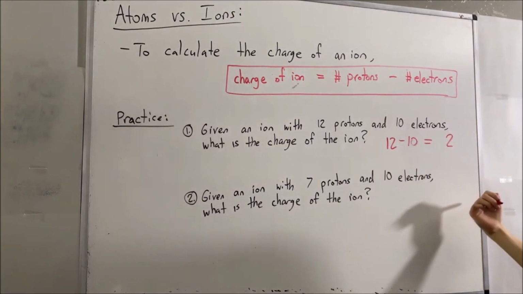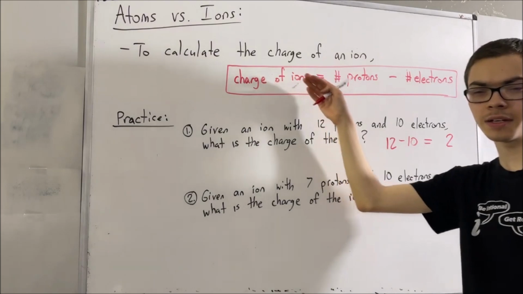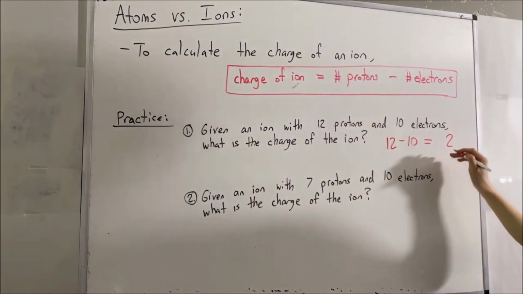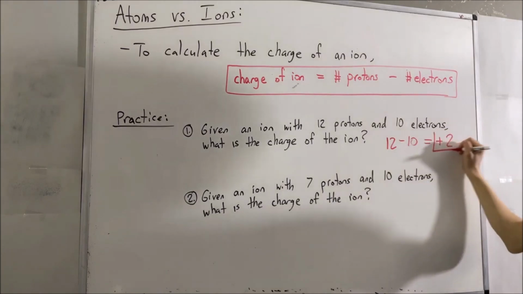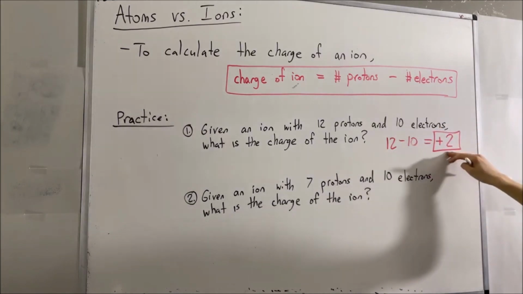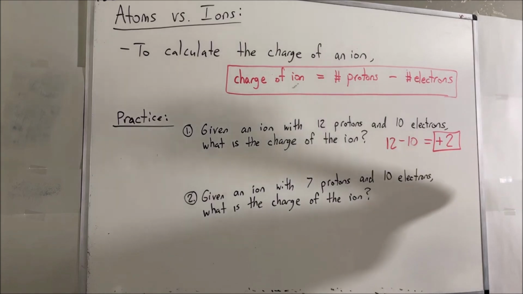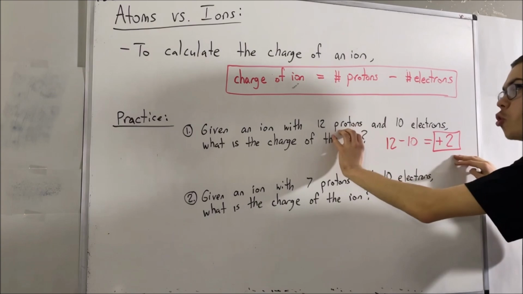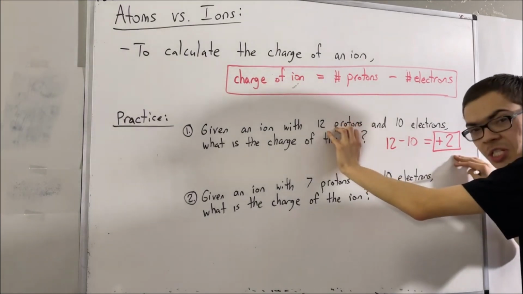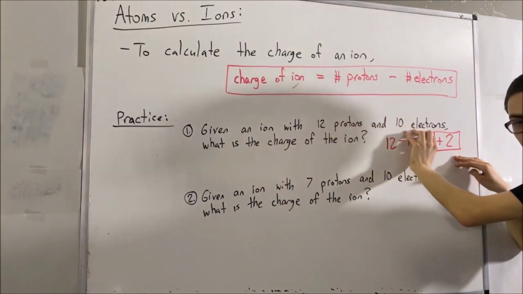Now, typically, when writing the charge of an ion, we like to include the sign. So because this is positive 2, we like to include the plus sign. So the charge of this ion is plus 2. And this answer makes sense because we have 2 more positive charges than we have negative charges.